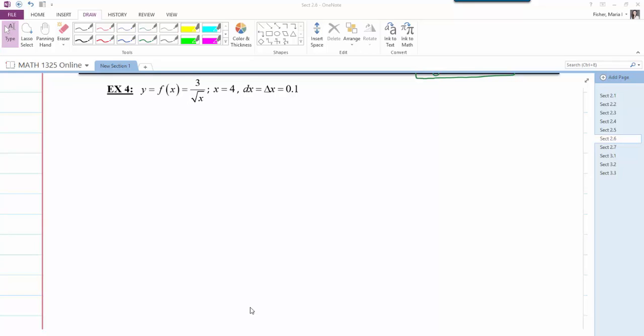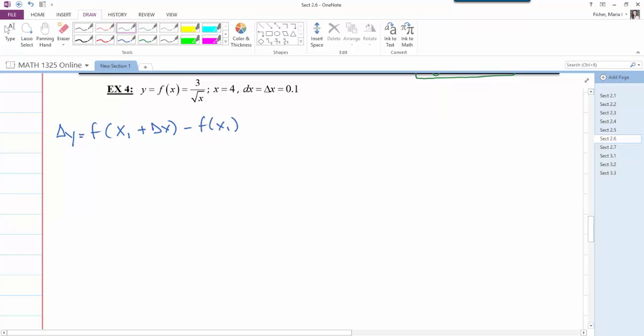Number 4 is also asking us to find delta y and dy. So delta y, or our actual change in y, remember it's always going to be f of x sub 1 plus delta x minus f of x sub 1. Well, in our case, x sub 1 is equal to 4 and delta x is equal to 0.1. So plugging that in, it's going to be f of 4 plus 0.1 minus f of 4. So you're looking at f of 4.1 minus f of 4.